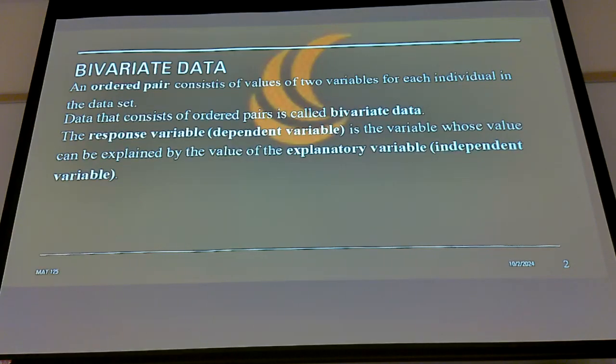You have a response variable, which is your dependent variable. This is the variable whose value can be explained by the value of the explanatory variable, or your independent variable. So typically speaking, it's the explanatory variable that's going to change, and your response variable depends on that change. Right, that's why we use dependent and independent.